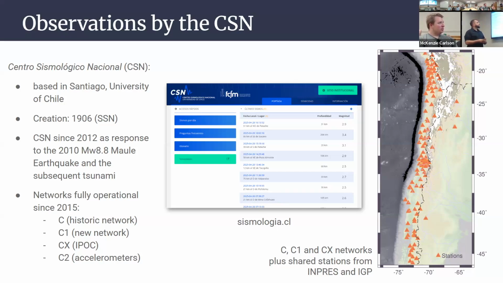Nowadays, the CSN is doing the monitoring. The CSN appeared in 2012, as a response to the very big earthquakes of 2010. Before that, the SSN, the service instead of the center, was operating. That was created in 1906 by a French guy who was invited to Chile to create the service. So French people are very good for seismology. Thank you very much.